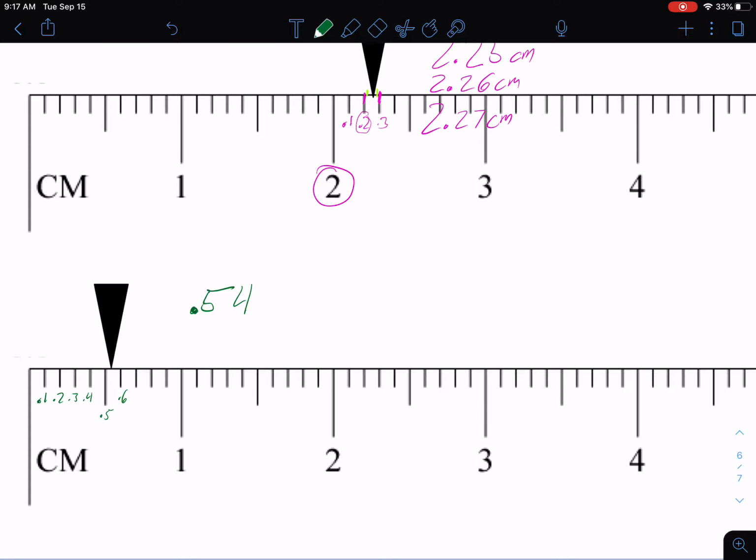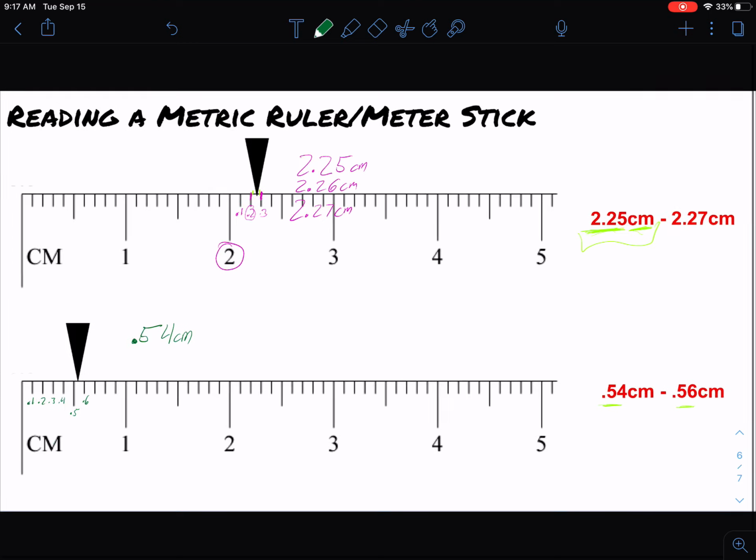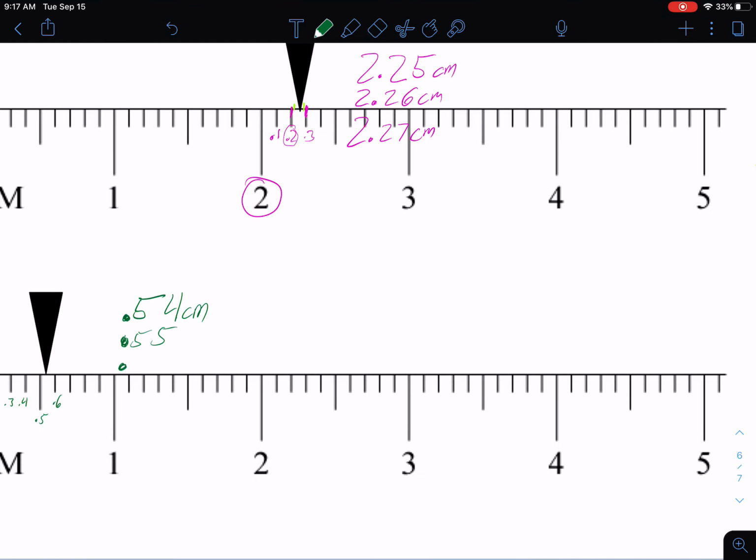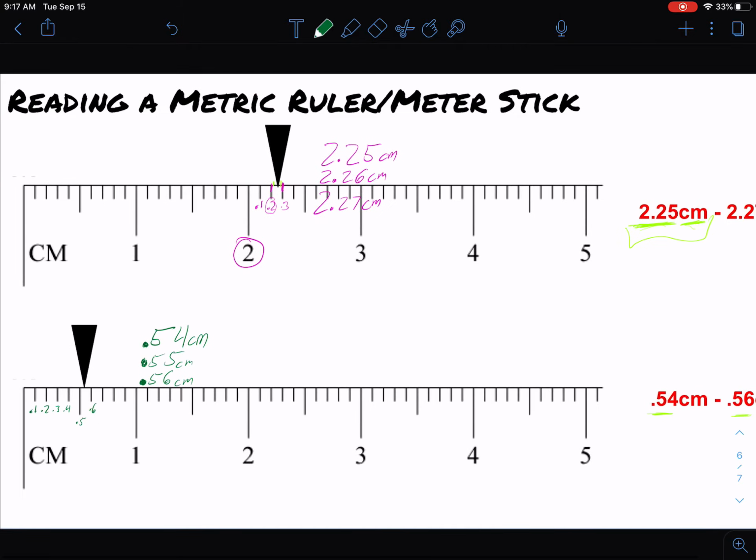So 0.54 centimeters would be a correct answer. You could say when we're zoomed out here, it looks pretty close to halfway, 0.55. Or you could have said it's a little closer to the other side, to the 0.6, 0.56. And again, we have 0.5 in all of these because it goes past the 0.5. We are guesstimating here at this second number. That's what we're guessing at.